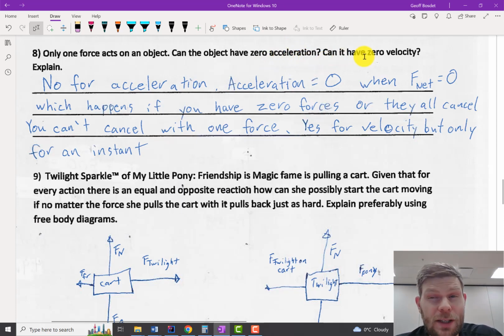It can have zero velocity, but just for a second. Classic example where you've got only one force is you throw an object into the air straight up. Right at the highest point, it has slowed to a stop just for an instant, but it had only one force acting on it at the time, ignoring air friction, which is fair, and that's gravity, and it had zero velocity for an instant. So yeah, it can have zero velocity for an instant. It cannot have zero acceleration.